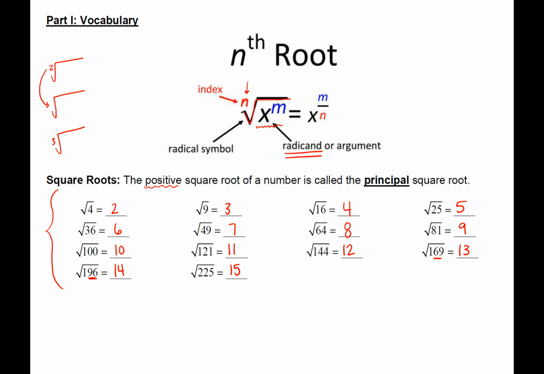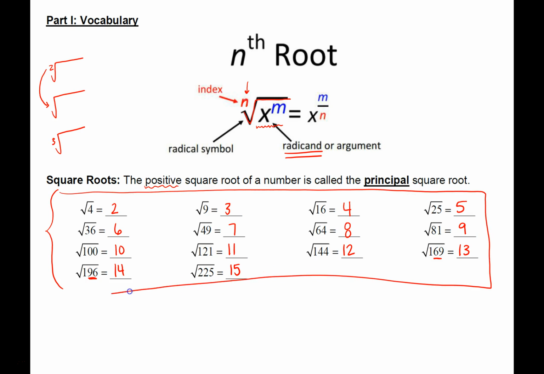You are expected this year to have all of these square roots memorized. They are going to be absolutely essential that you can recall from memory. You should not need a calculator to simplify these radicals and radicals that use them.